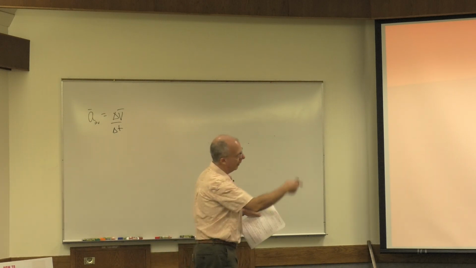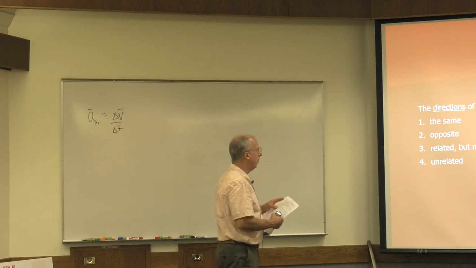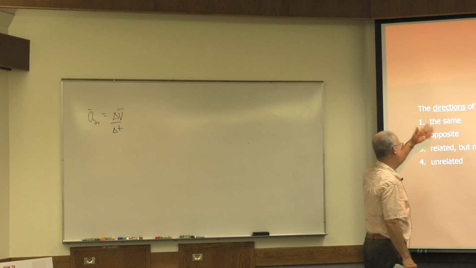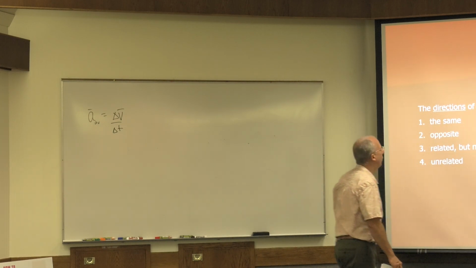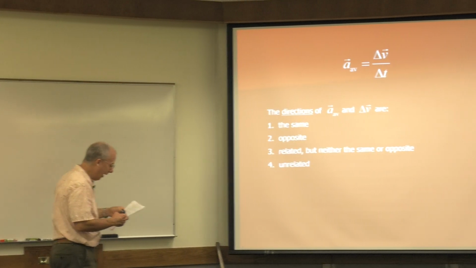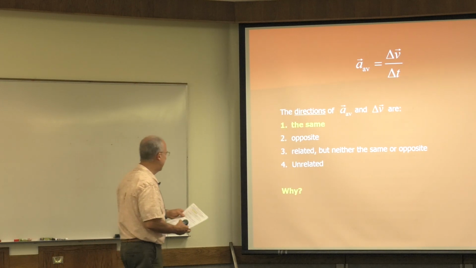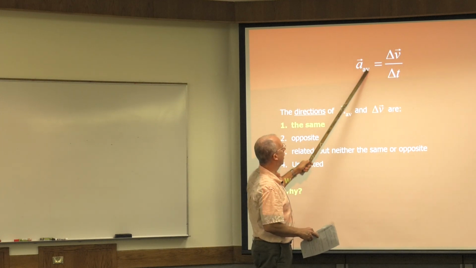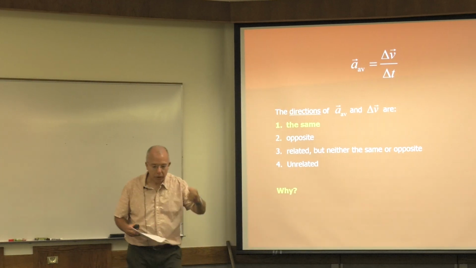Okay. Well, the directions of A average and delta V are what? Well, that should be easy, right? So pause your video and figure it out. All right? The same. Why? Same as before. Delta T is always positive. So if that's positive, that's positive. If that's negative, that's negative, because the signs give you the direction.